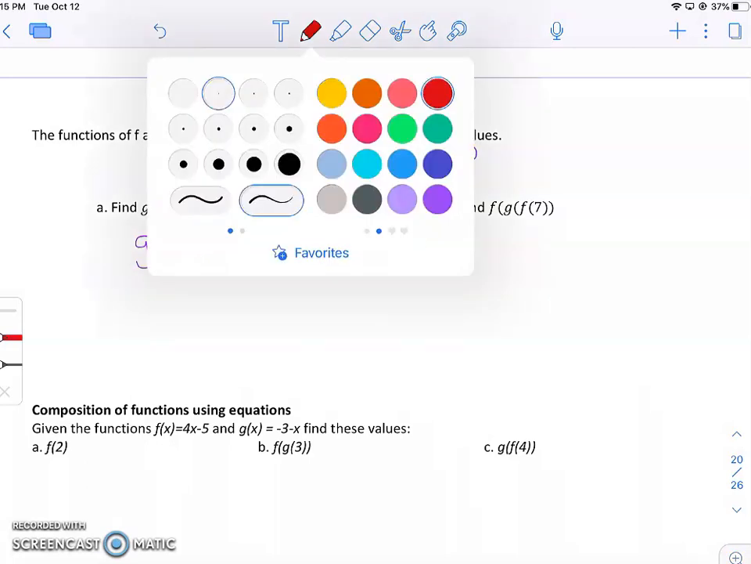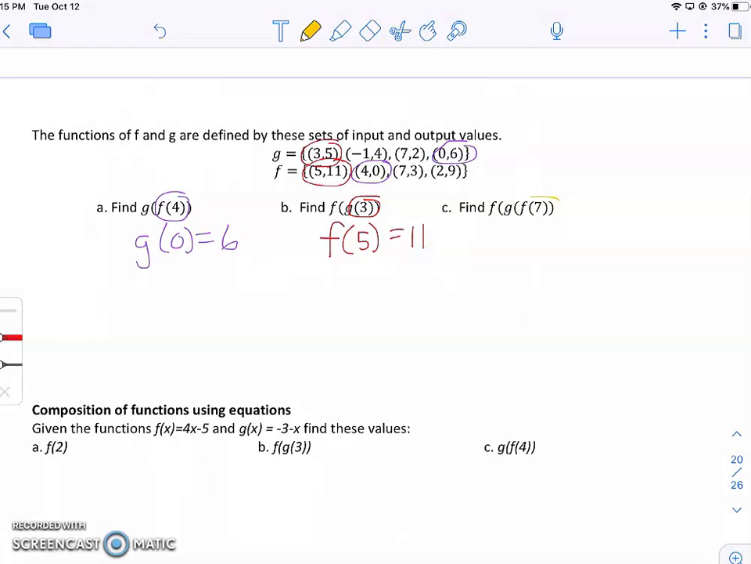In this last one, we have 3 functions, but we do the same thing, the inside first. So f of g of 3. Now we do this part, g of 3, right here is 5. So this is really f of 5. And f of 5 we know is 11.